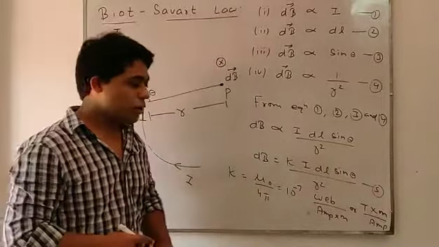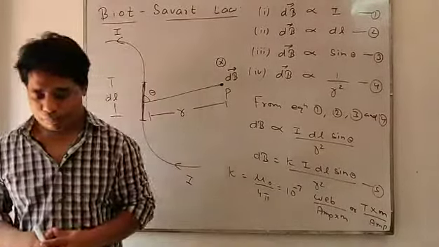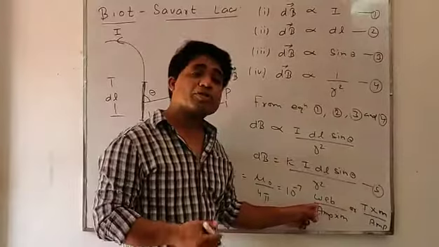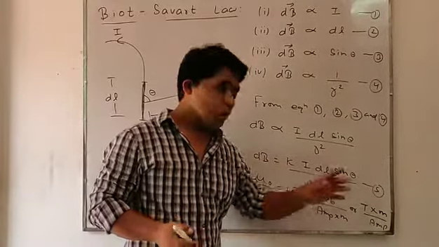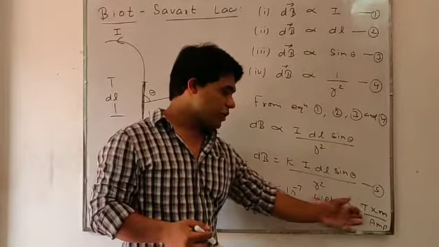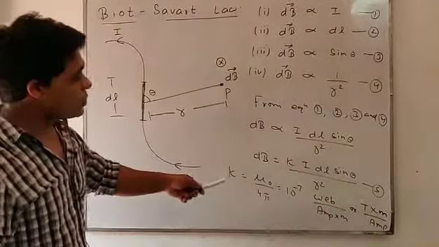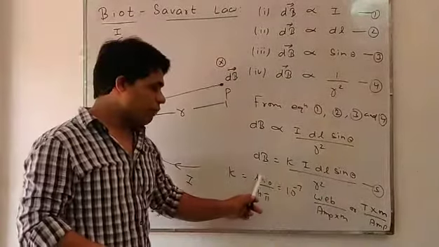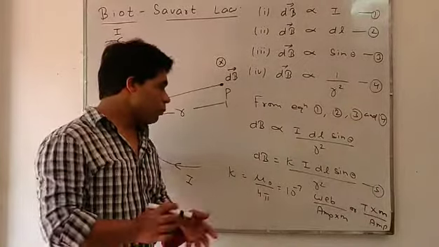Tesla into meter upon ampere. Okay, students. Actually, Weber is the unit of magnetic flux and Tesla is the unit of magnetic field. So this is in the form of flux and that is in the form of magnetic field. Now students, K is a constant having the value mu naught upon 4 pi, and mu naught is a constant.